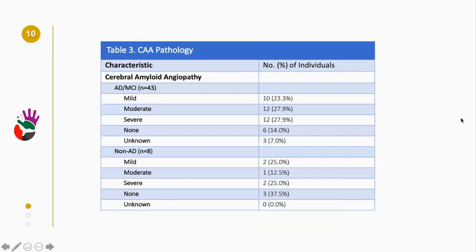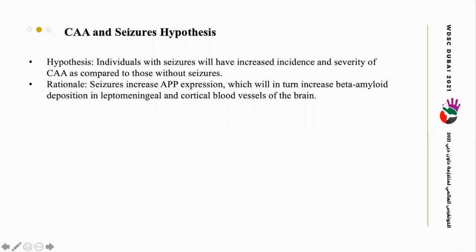So finally, what we did was we broke up cerebral amyloid angiopathy such that we had split it between those with Alzheimer's and those without. In terms of mild CAA, that seemed even between both groups. There was a higher percentage of people in the non-AD group without CAA. And a little bit surprisingly, there was a higher percentage of people with moderate CAA in the AD group versus the non-AD group, although it was pretty much even for severe as well. And so that was definitely interesting. Nothing really jumped out immediately for us there.